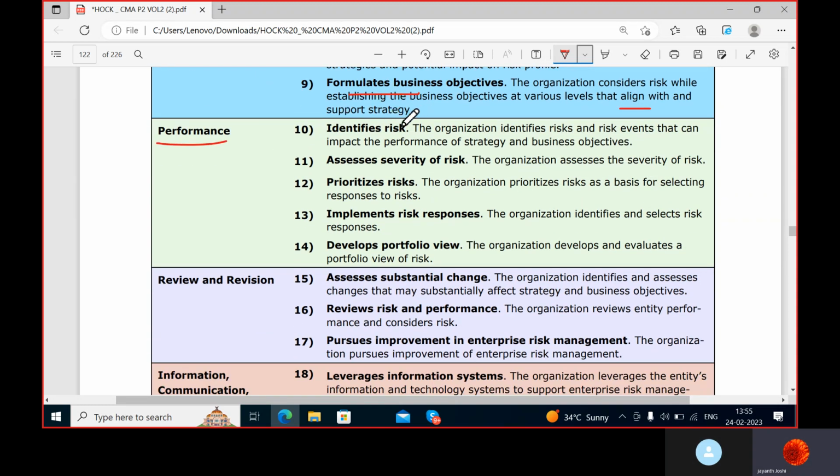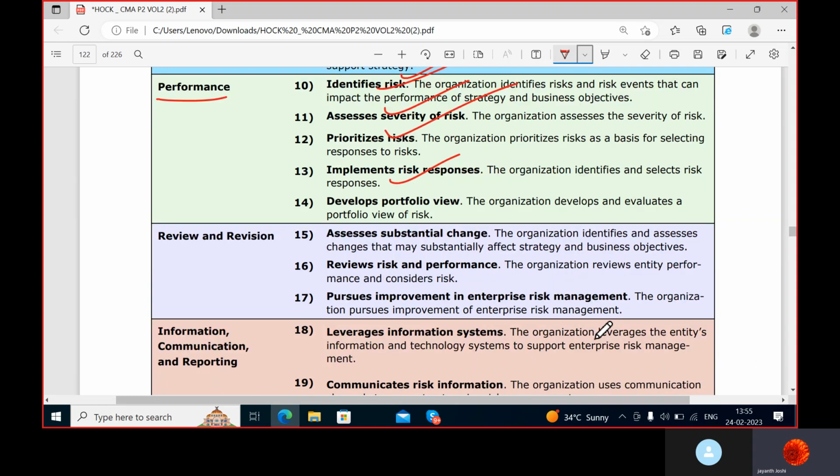Under this you identify the risk, because the department we are speaking about is the ERM. So what kind of performance do you expect from ERM? The performance would be all this. They will identify the risk. They will assess the severity of the risk, how deadly it can be for the organization. They'll prioritize the risks, putting first priority on the risk which has the maximum monetary impact on the organization. And then what kind of response they can have for minimizing that risk, and then developing the portfolio view of risk. That means seeing the interrelatedness in the risks.